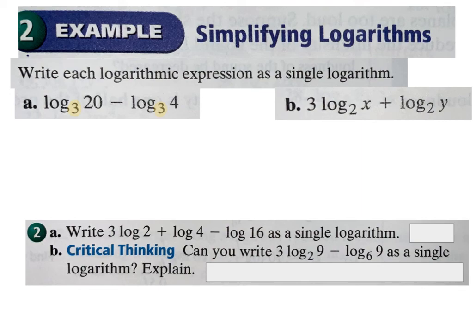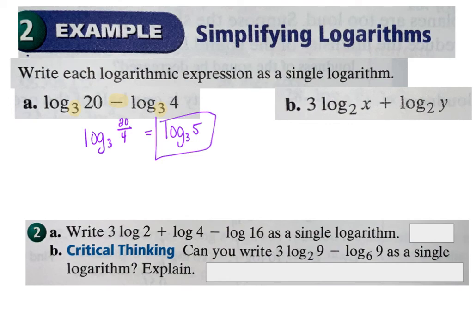Then we're going to look at the fact that it is subtraction here. It is subtraction. So I can condense these using what property? The quotient rule. So I can write it as 1 using the quotient rule, 20 over 4. So if I simplify that, it would be log of what? 5. All right. Let's look at B.